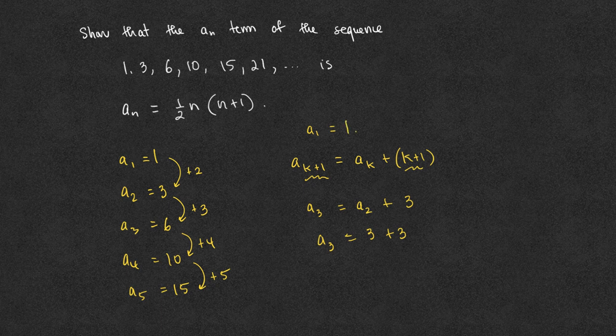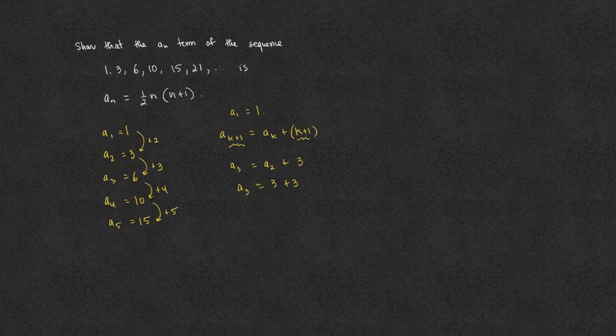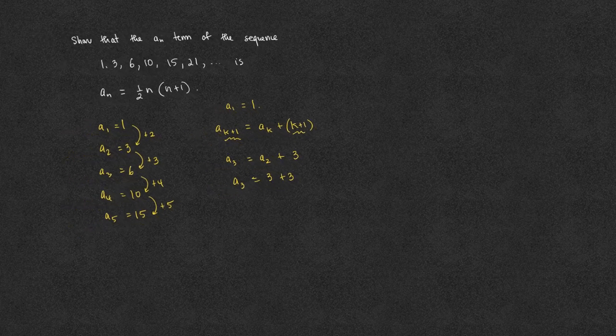To show that a sub n equals 1/2 times n times n plus 1 is true for all n terms, we will use mathematical induction. The principle of mathematical induction states that first, we have to come up with a statement for p sub n. This is the general statement. The statement p sub n is a sub n equals 1/2 times n times n plus 1. This is the formula for the n-th term of this sequence.